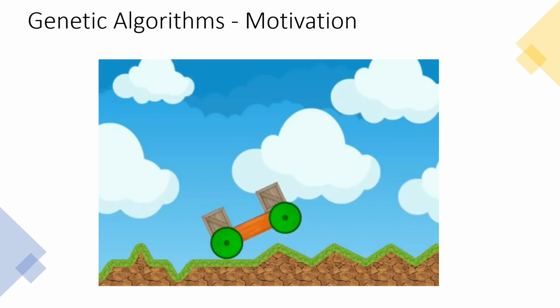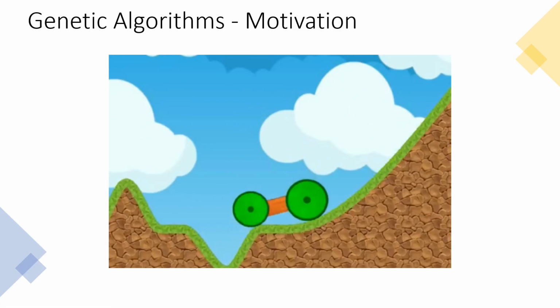For example, this is another population for this problem. As you see, we basically could get over some of the bumps, and the car is going in the right direction. And by changing the shape of the car, which is basically the population in our genetic algorithm's case, we can come up with the best car that can get over all the bumps.